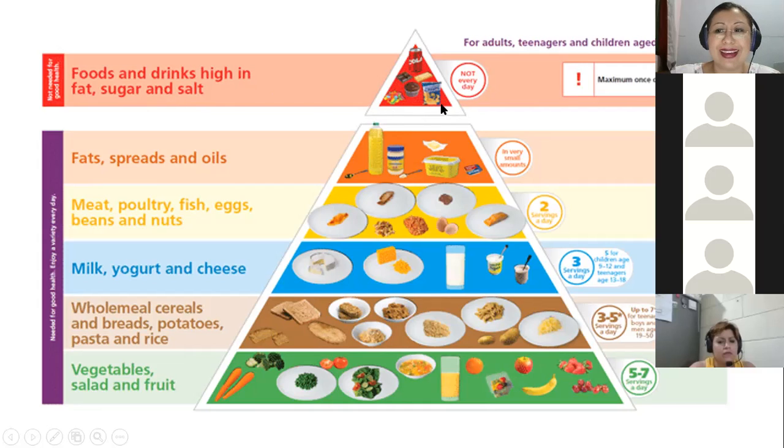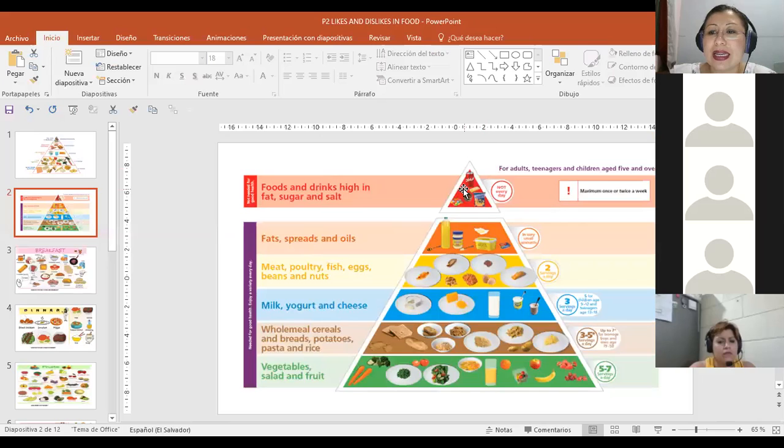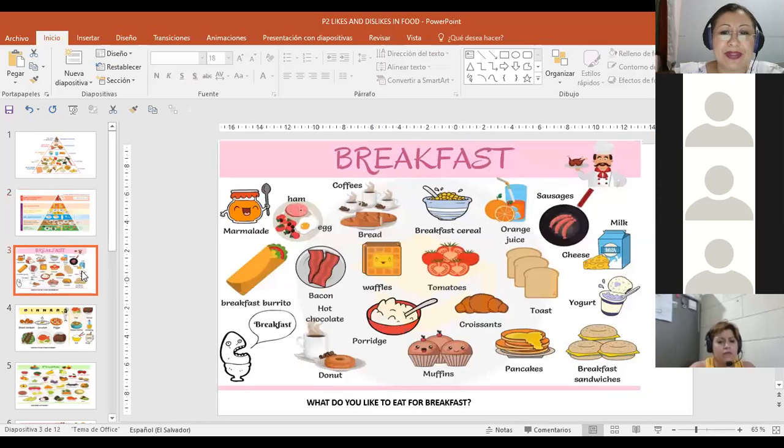Not every day, ¿verdad? Lo que usualmente comemos todos los días, cola, churritos, candy bread, pan dulce, ¿verdad? Cookies, chocolate. They say not every day, okay? Maybe, it says maybe once a week. Tal vez una vez por semana, ¿verdad? But it seems that it's different for us.